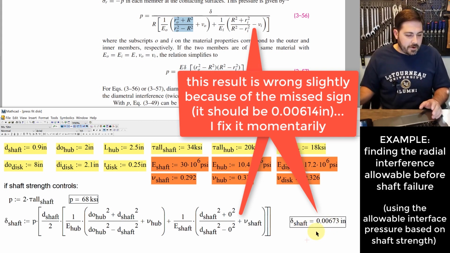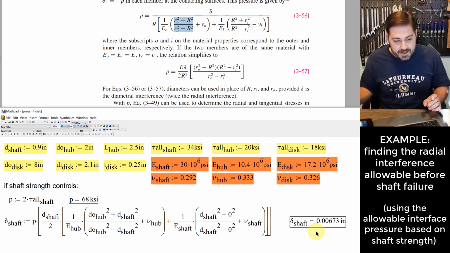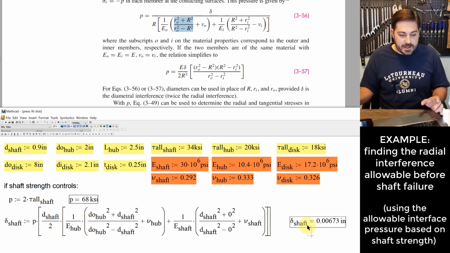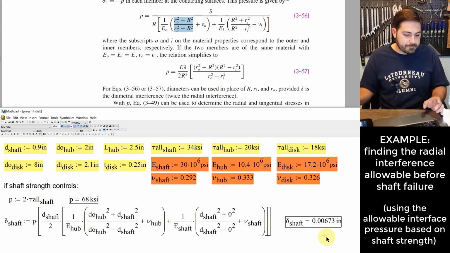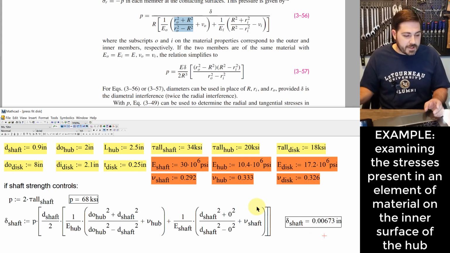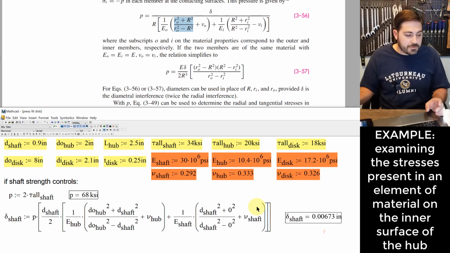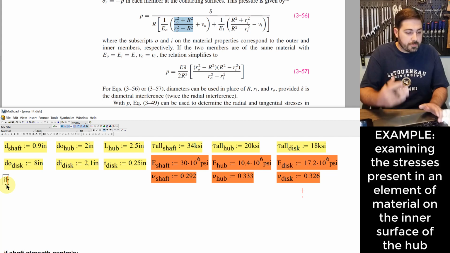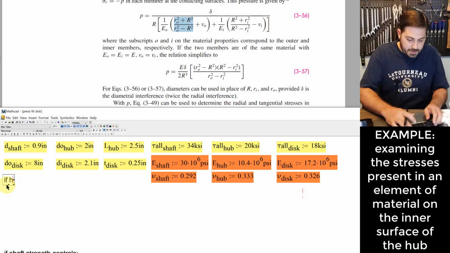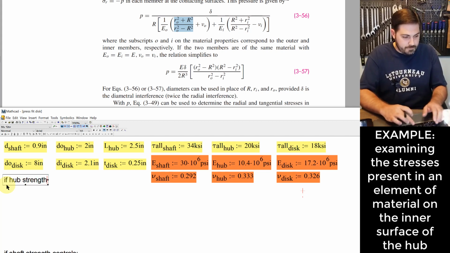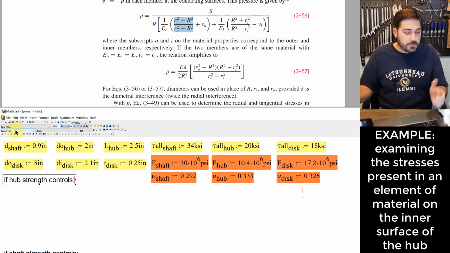Okay? Now, you might have an intuition about this and kind of think to yourself, that seems like it might not be the shaft that controls how much this thing can tolerate in terms of its radial interference. So that's where we're going to go next with this. What if it isn't the shaft that controls this? What if instead we have something that is controlled by the strength of the hub? So we'll say if hub strength controls how much we can have.